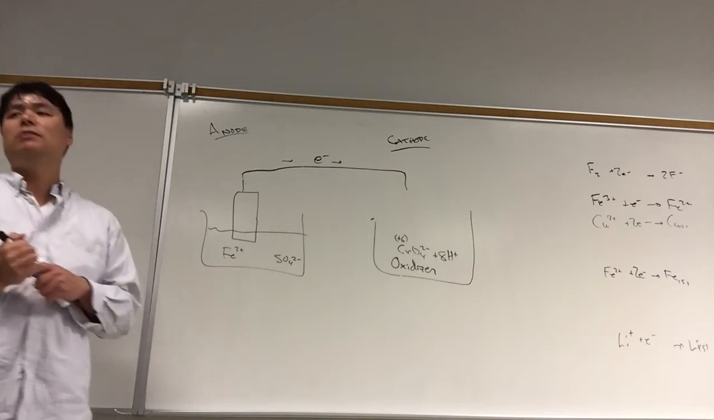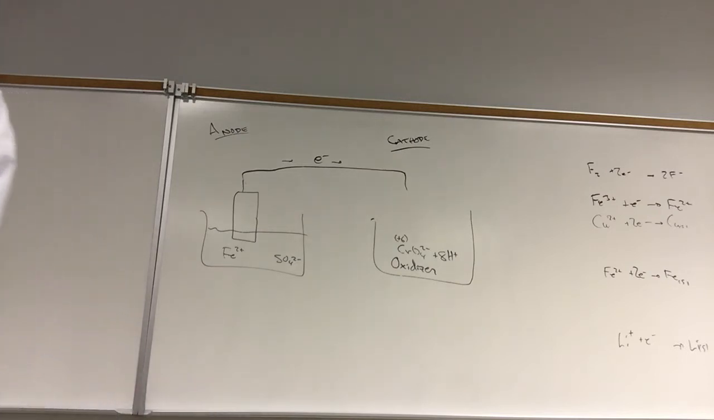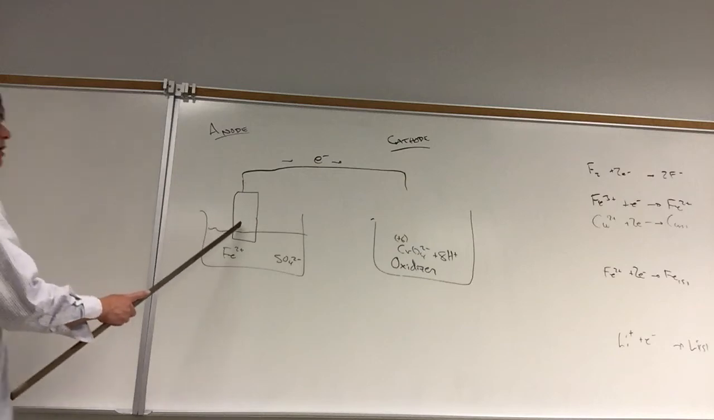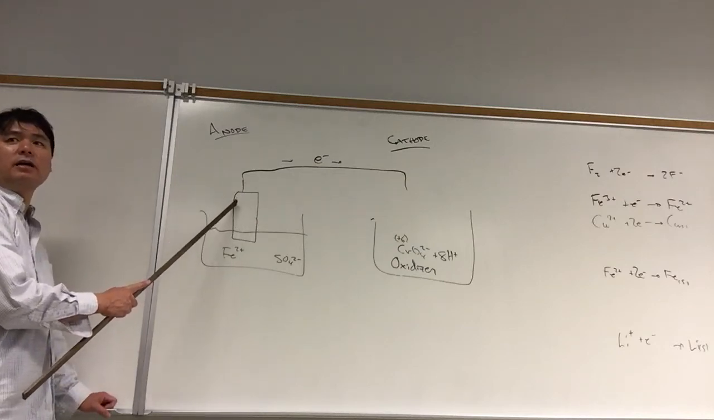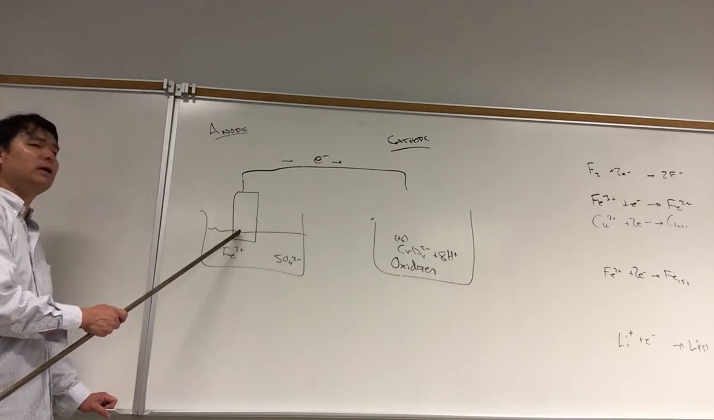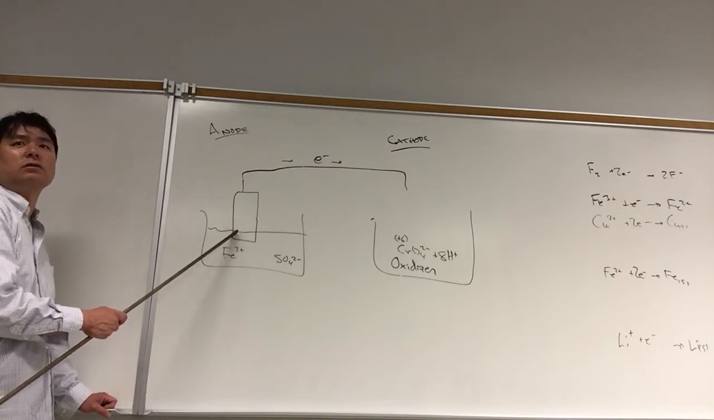Well, it depends on what you want your reducing agent to be. What's a better reducing agent, iron metal or Fe2+? Which one is more electron rich? Iron metal. And so if you want iron metal to be your reducing agent, then we make this out of iron. If I want Fe2+ to be the reducing agent, then I have to make this an inert electrode. Does that make sense?